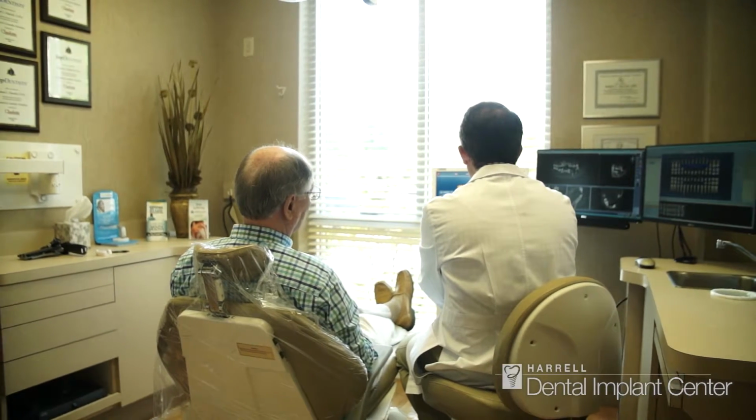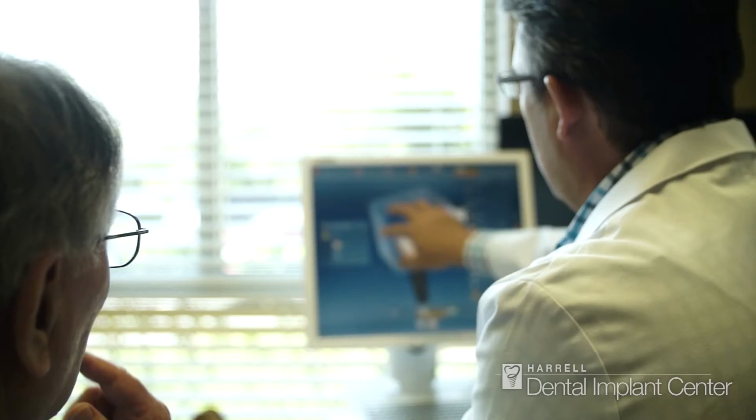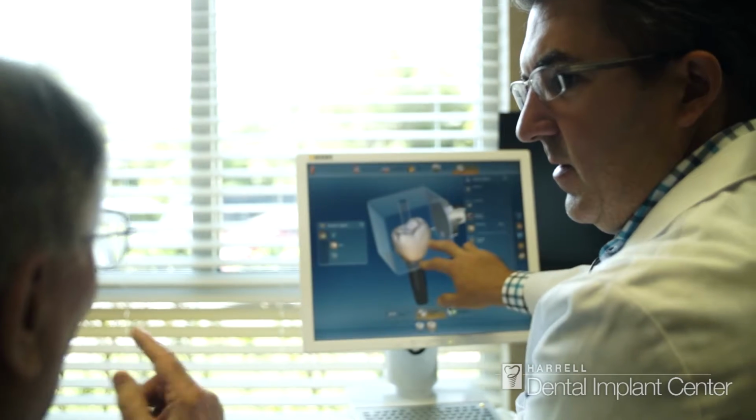What it does is it allows us to take the planning phase, and we do that together with the patient where we look on the monitor and we go ahead and plan for the placement of the implant. And then from there we can print a surgical guide.